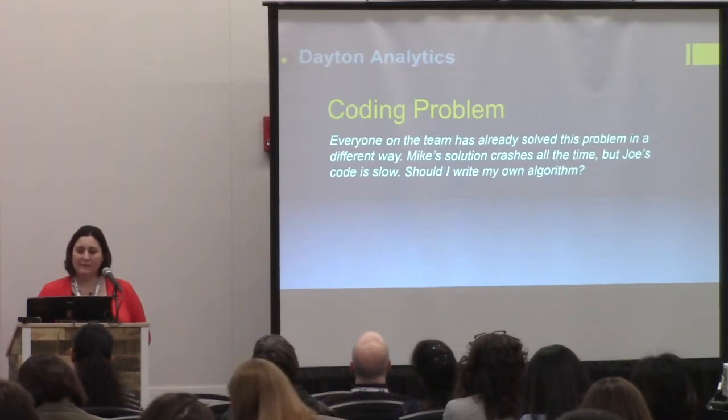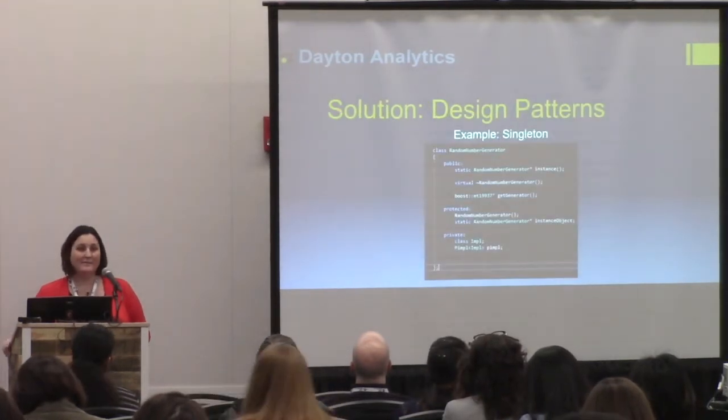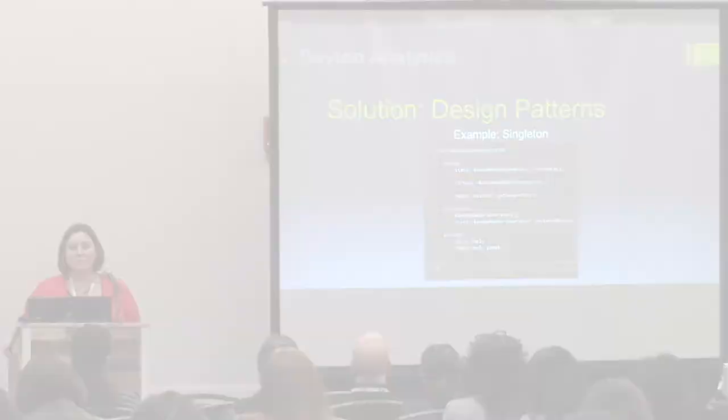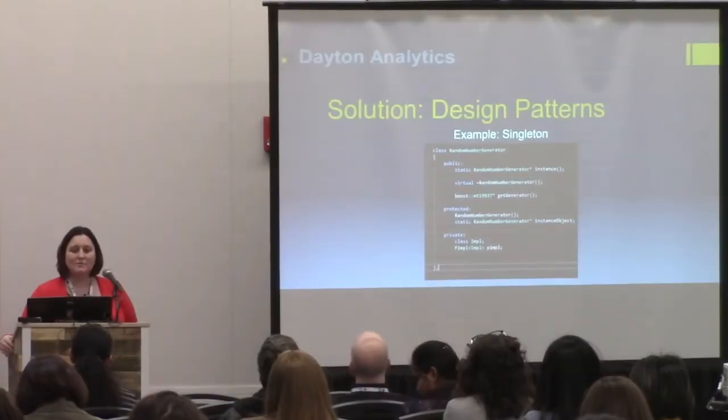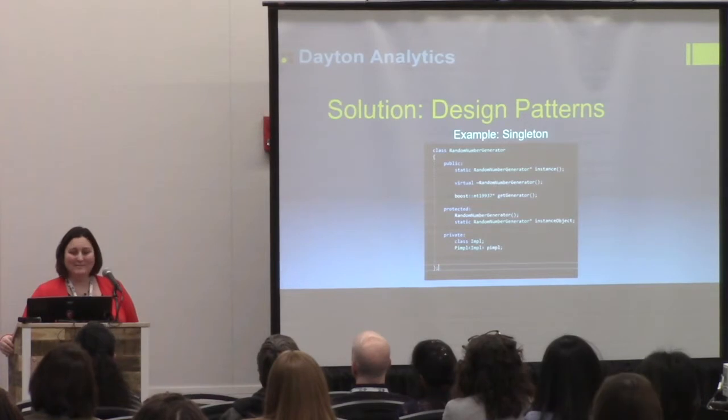How do you choose? Well, there's something called design patterns, and those are reusable solutions to commonly occurring software engineering problems. There's a famous book that made them famous. It's called Design Patterns: Elements of Reusable Object-Oriented Software. It's written by some gentlemen known as the Gang of Four, and it's 23 classic software design patterns.